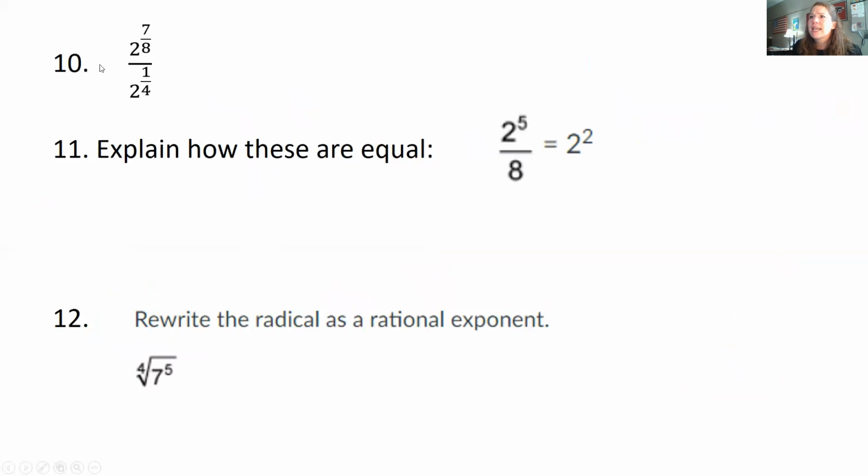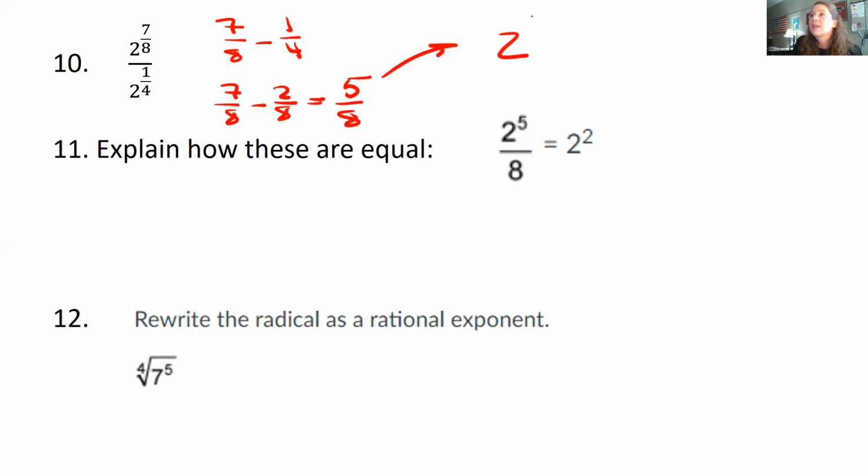All right, let's look at number 10. Let's do the same thing. So we have 2 to the 7/8 power divided by 2 to the 1/4 power. So what are we going to do with our exponents with the same base that are being divided? We subtract them. So 7/8 minus 1/4. Well, we're going to turn 1/4 into 2/8. So then we get 5/8. So basically we have 2 to the 5/8 power. Well, what happens there? Our 5 becomes our exponent. So we have 2 to the 5th power.